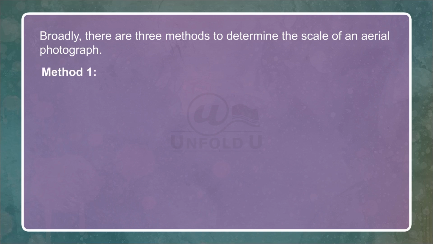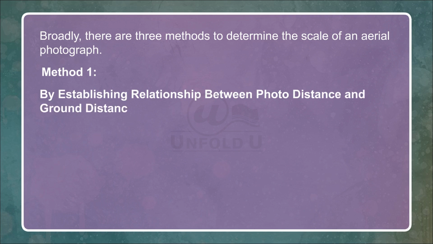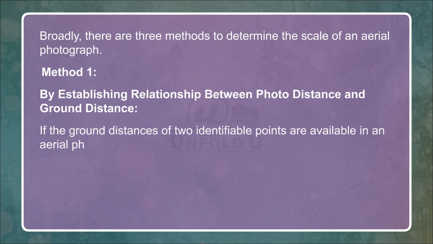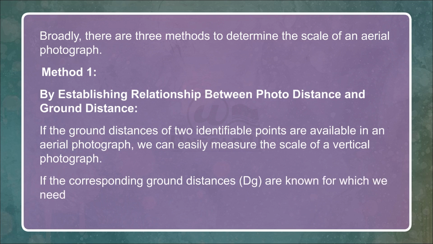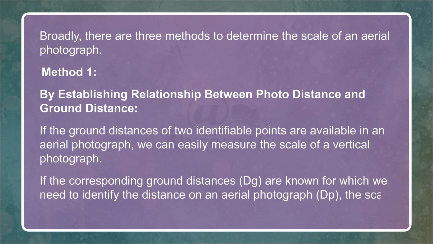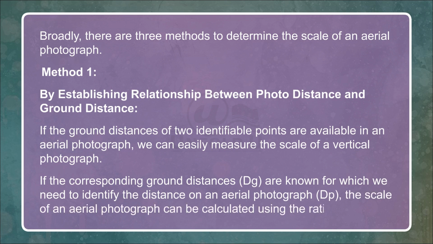Method 1. By establishing relationship between photo distance and ground distance. If the ground distances of two identifiable points are available in an aerial photograph, we can easily measure the scale of a vertical photograph. If the corresponding ground distances, dg, are known, for which we need to identify the distance on an aerial photograph, or dp, the scale of an aerial photograph can be calculated using the ratio of dp to dg.